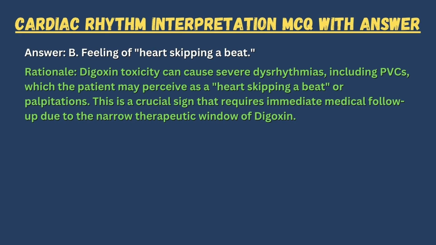Rationale: digoxin toxicity can cause severe dysrhythmias, including PVCs, which the patient may perceive as a heart skipping a beat or palpitations. This is a crucial sign that requires immediate medical follow-up due to the narrow therapeutic window of digoxin.